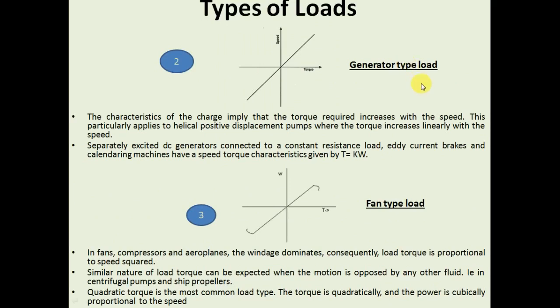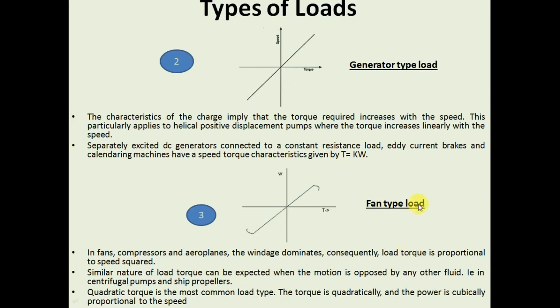Next is generator type load. From the characteristics itself, it's very clear that the torque will be directly proportional to the speed. This is very much similar to the case of viscous friction characteristics. The best examples for this generator type load are helical positive displacement pumps, eddy current brakes and calendering machines. These calendering machines are commonly used in laundry industries, paper industries, etc.